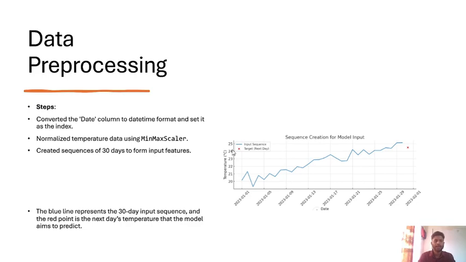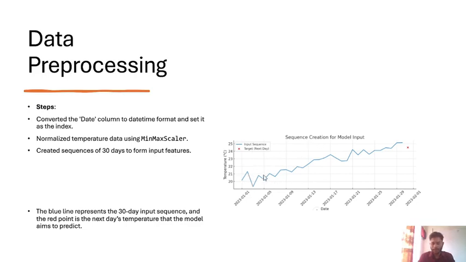Next step, data pre-processing. In the data pre-processing steps, convert the date column to datetime format and set it as the index. Normalize temperature using min-max scaler. Create sequences of 30 days to form input features. The blue line represents the 30-day input sequence, and the red point is the next day's temperature that the model aims to predict. Here you can see the figure.